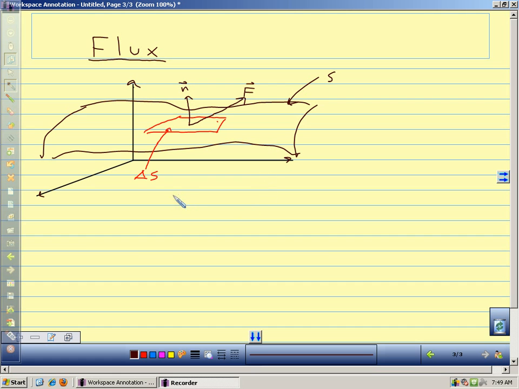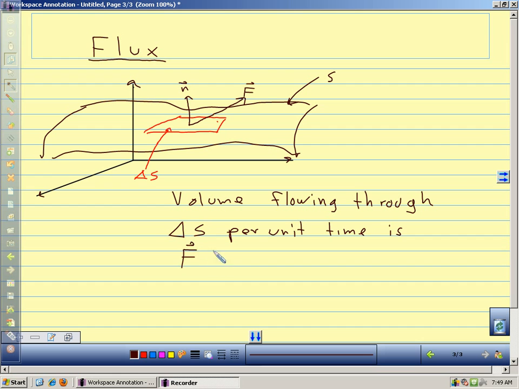So we're going to say that the volume of liquid flowing through delta S, and we're going to say per unit time, is F dot n times delta S. And we can think of F dot n as the height of this little prism above delta S. And F dot n is the component of F in the direction of n.